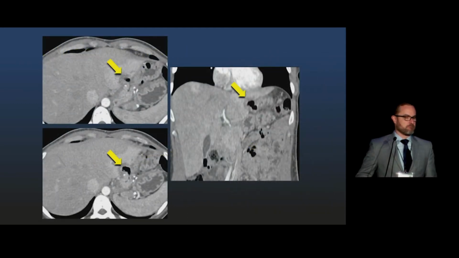Here's another patient with an ulcer. I find these cases to be tricky.